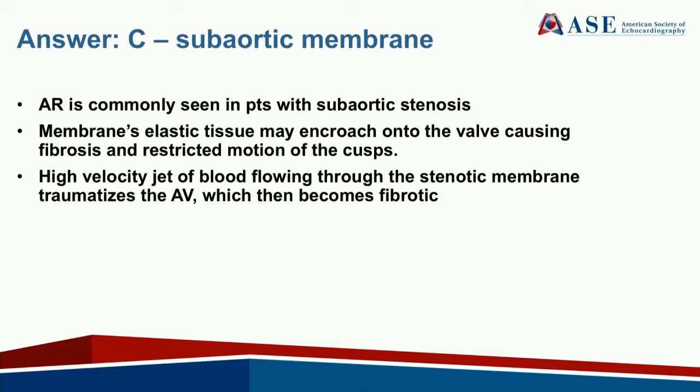The membrane's elastic tissue can encroach on the valve, cause fibrosis, and restrict motion of the cusps. In addition, the high velocity jet of the blood flowing through the stenotic membrane can traumatize the aortic valve, which then becomes fibrotic, which then contributes to the regurgitation.